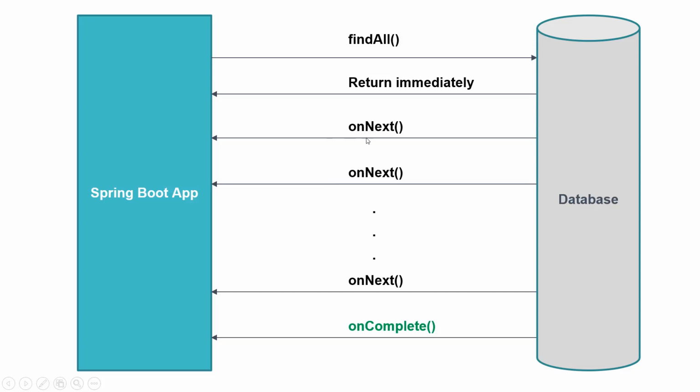So there will not be any onNext event, and directly we will get the onComplete event. So this is the success scenario. Now let's talk about the failure scenario.